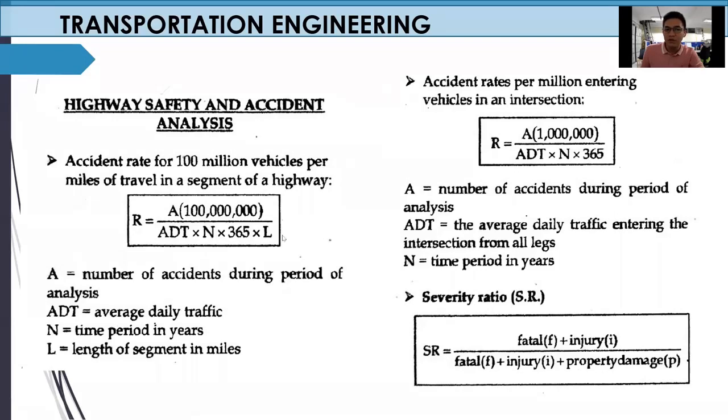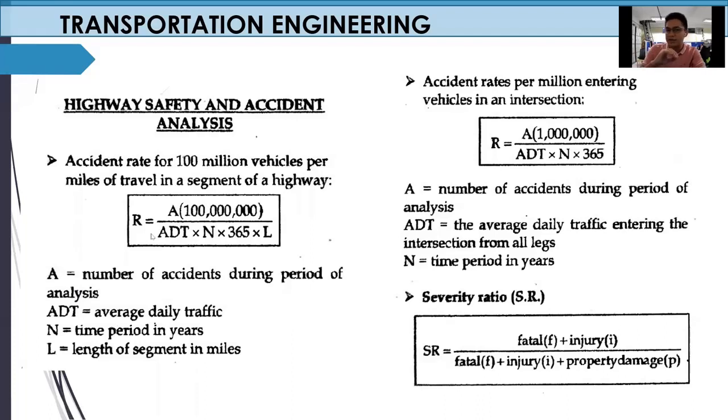Di ba? So here we have our formula. R is equivalent to A multiplied by 100 million. Then meron ding multiplied by 1 million. So yung multiplied by 100 million, yung tinatawag na accident rate for 100 million vehicles per miles of travel in a segment of a highway. So A dyan is number of accidents during period of analysis. ADT natin dyan is average daily traffic na binibigay lahat sila.